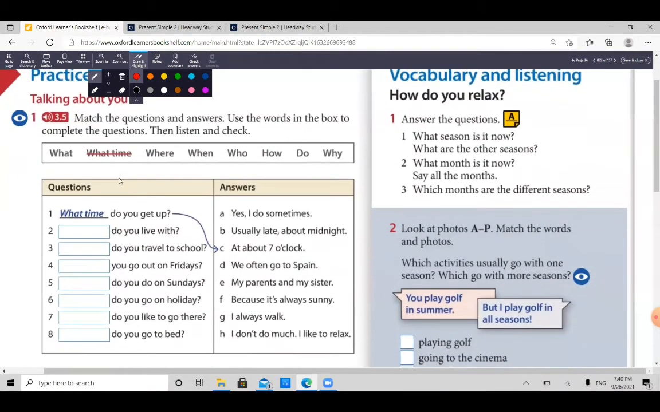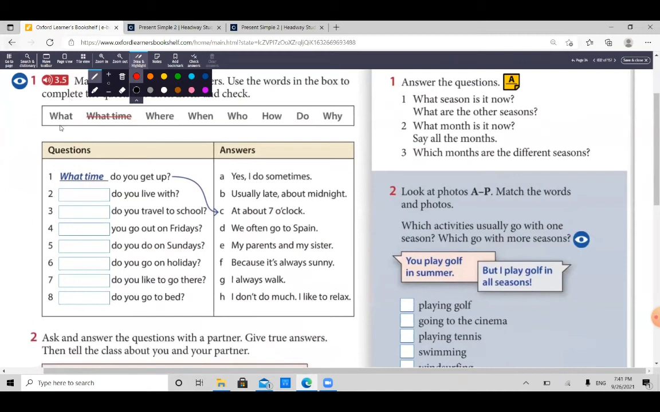Answers. Now match the questions and answers. Use the words in the box to complete the questions. Then listen and check. So here you need to match the question word with the rest of the question. What time do you get up? At about 7 o'clock. Yes, who would like to try the next one? Mona. Who do you live with? Very good. What's the answer? I live here. My parents and my sisters.